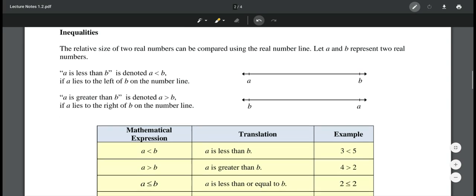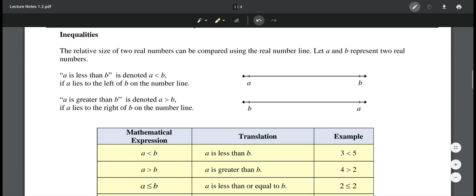Now, moving to inequalities. The relative size of 2 numbers can be compared using the real number line. A and B represent 2 real numbers, so these numbers can be fractions, decimals, positive, negatives. They could be square roots, like the square root of 10. It can be any number. That's what a real number is.